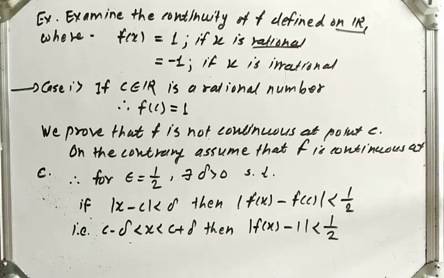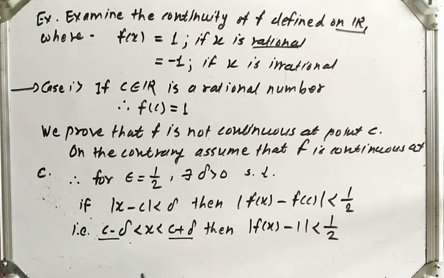Now this x is present in between these two numbers, c minus delta and c plus delta. Now again by the density theorem. What is the density theorem? Between any two real numbers there is a rational number. Also between any two real numbers there is an irrational number. Now these two numbers are real numbers. So by the density theorem there exists definitely at least one irrational number in between these two numbers.